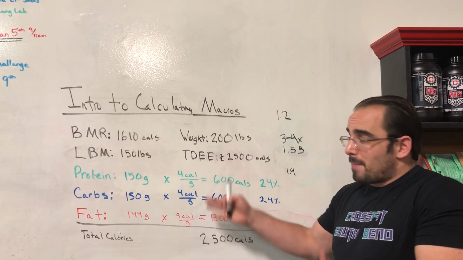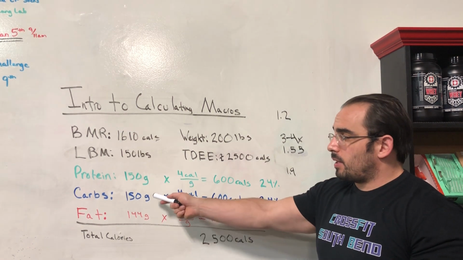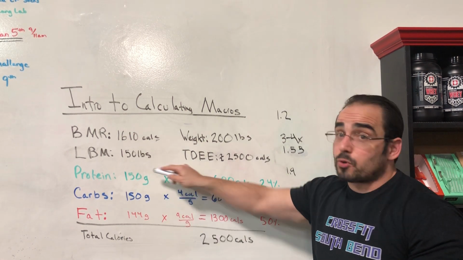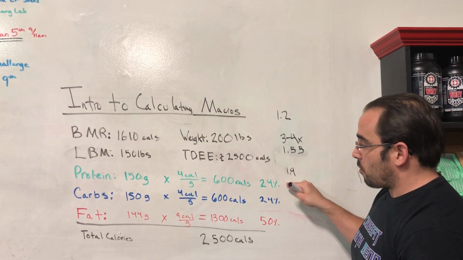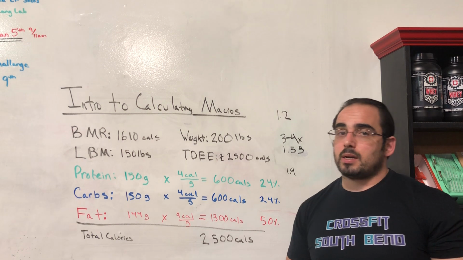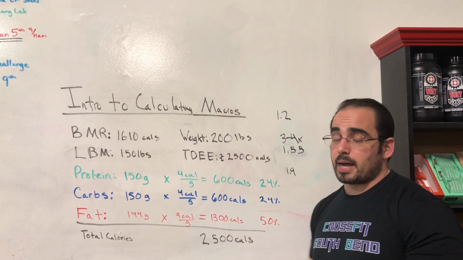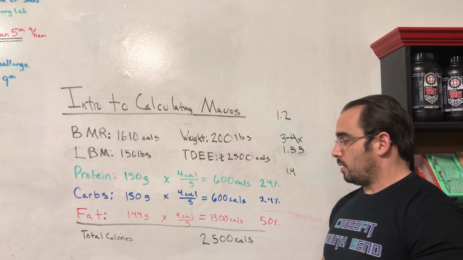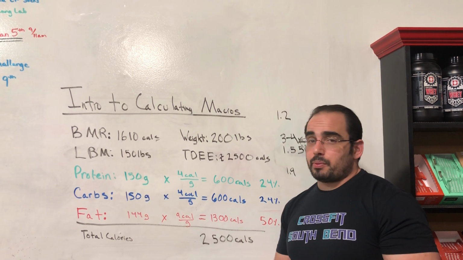So this macro split ends up being pretty even, right? It's saying 150, 150, 144 in terms of gram amounts. In terms of percentages, of course, it's about a quarter, and then about 50%. And the reason for that discrepancy is the fact that there are 9 calories per gram of fat. So this is a good place to start.